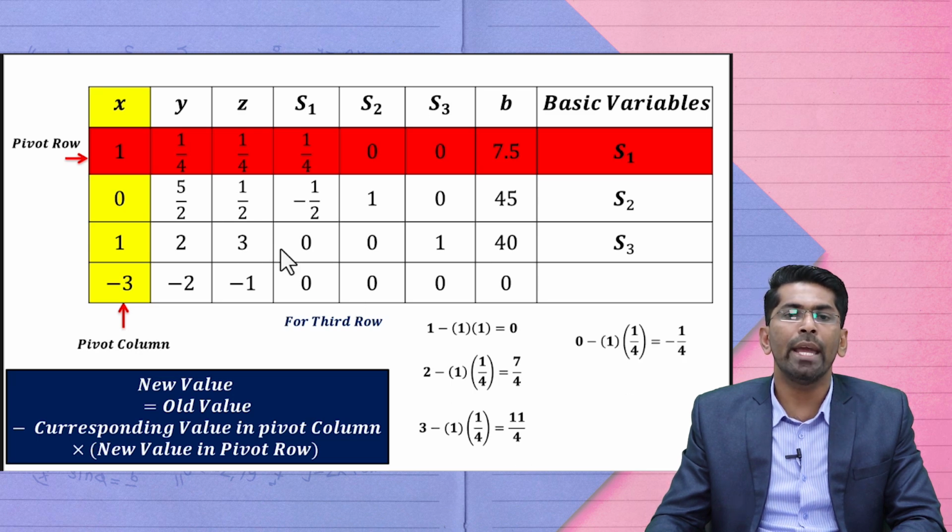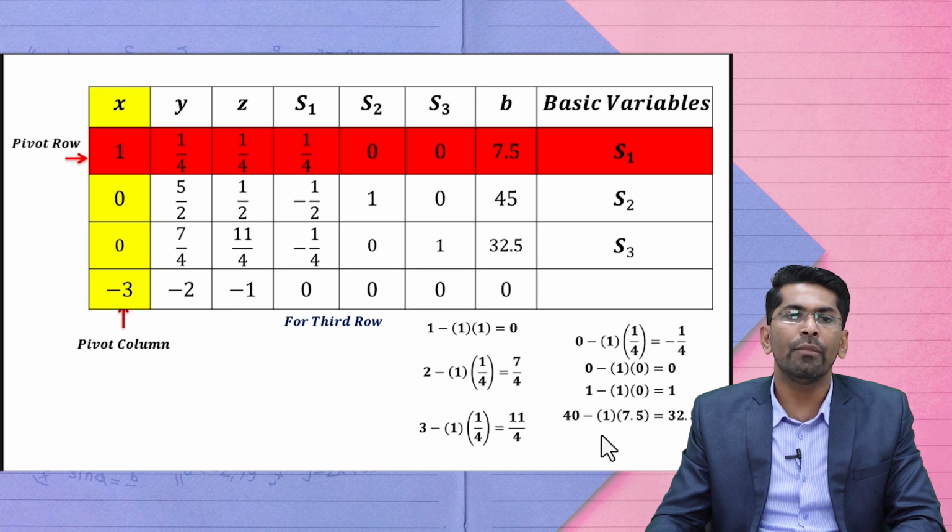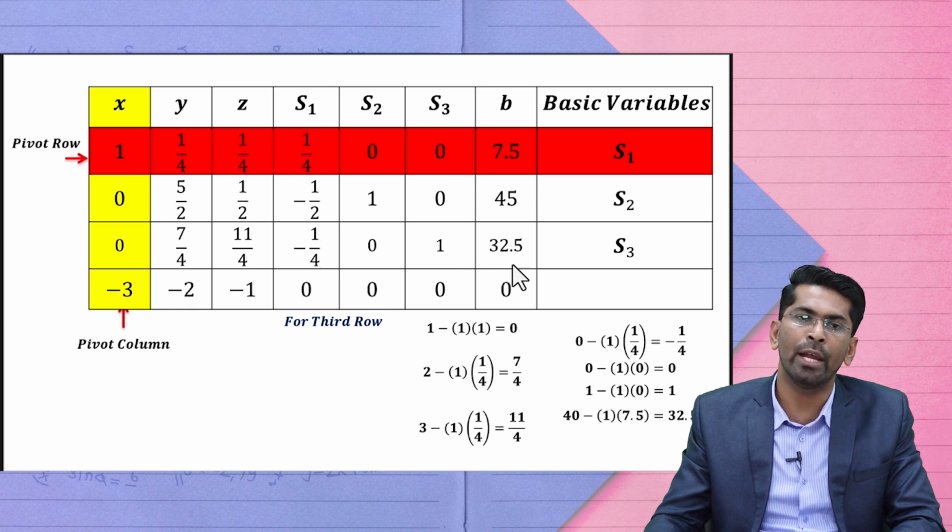Then 0 minus 1 into 1 by 4, which is equal to minus 1 by 4. 0 minus 1 into 0, which is equal to 0. Then 1 minus 1 into 0, which is equal to 1. Then 40 minus 1 into 7.5, which is equal to 32.5. Now we are going to replace the third row again by using these new values. Then it will become 0, 7 by 4, 11 by 4, minus 1 by 4, 0, 1 and 32.5.